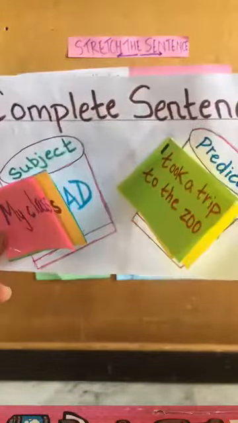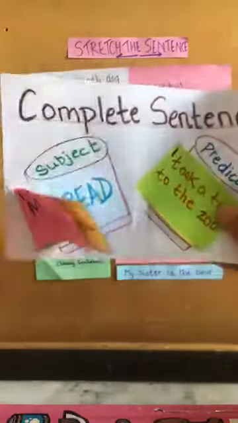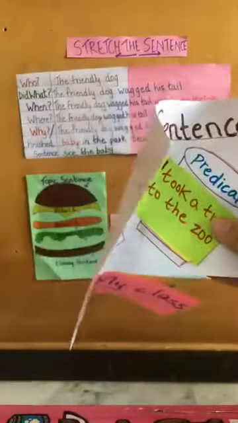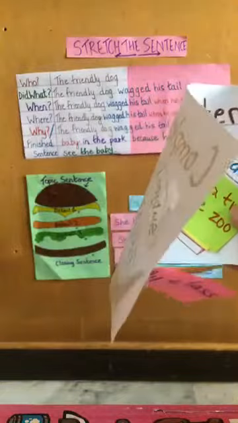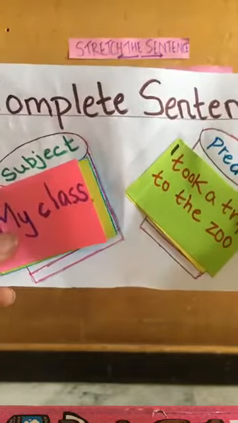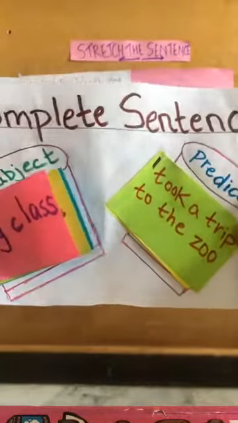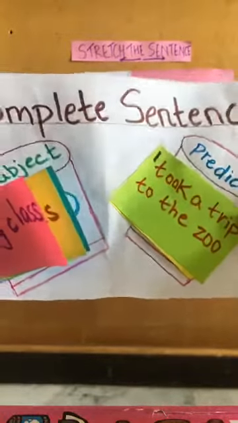Now, I'm sure everybody knows that a sentence has a subject and a predicate. Now, what is a subject? The subject is what the sentence is all about. And what is the predicate? The predicate tells us what the subject does or is. Usually it will have an action word or a verb.